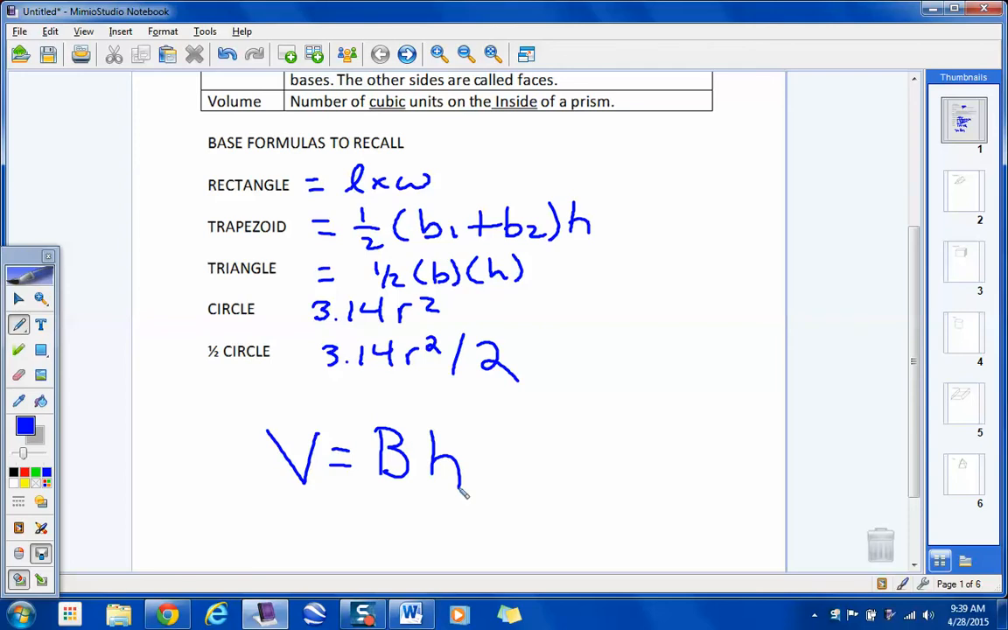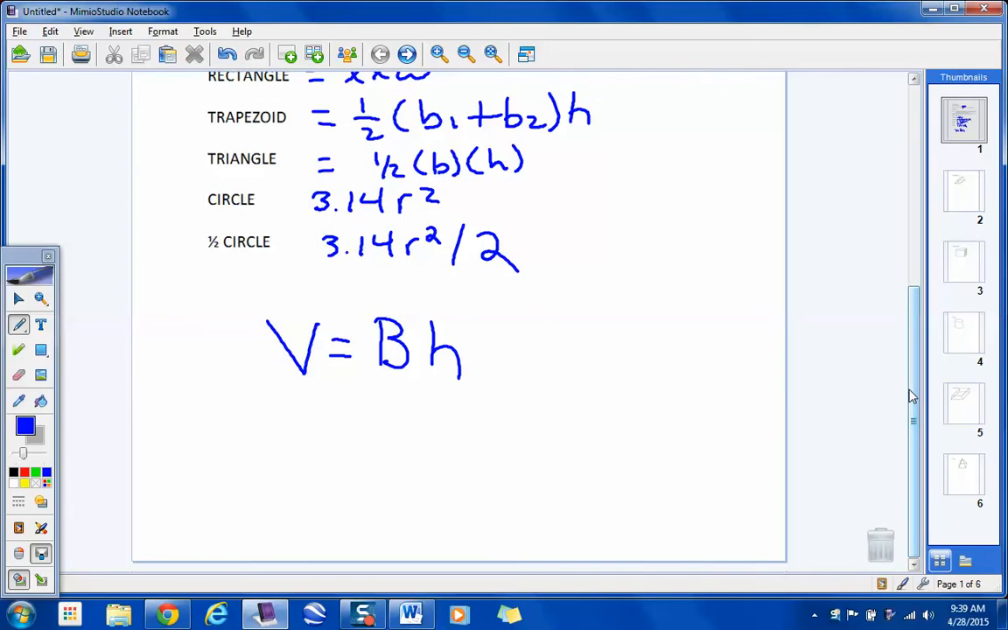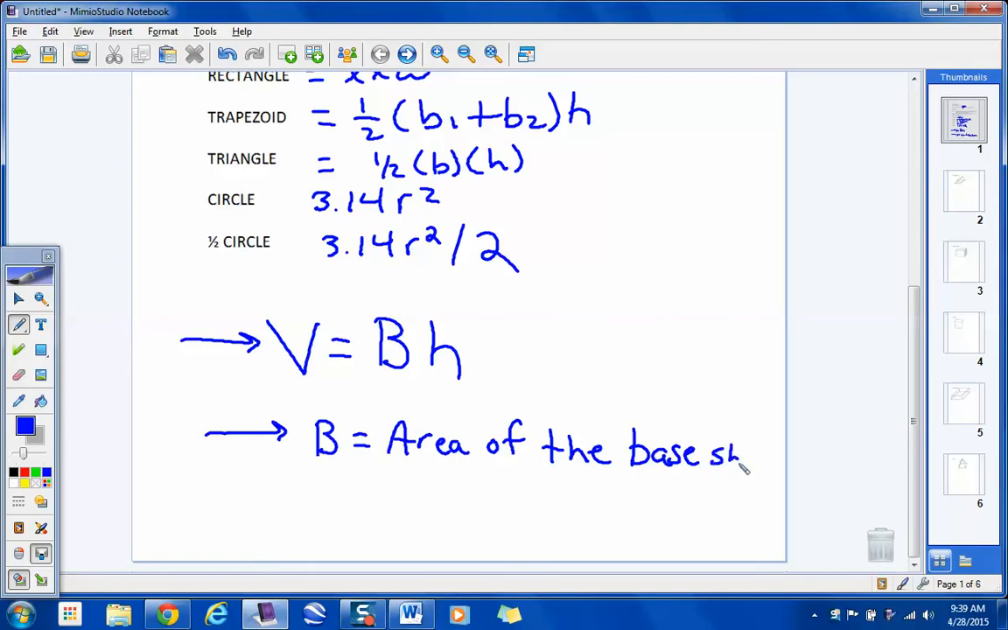Okay, so what you may want to write down about this formula is the following. This is the formula we're going to use all the time, but understand this. The base, the area of the base, this is just capital B, that's all it means. It's the area of the base. I'm going to write down as the area of the base shape. So a capital B means area of the base shape. Then, this height that I talk about, H.